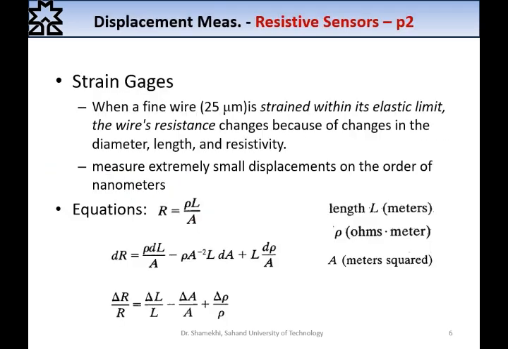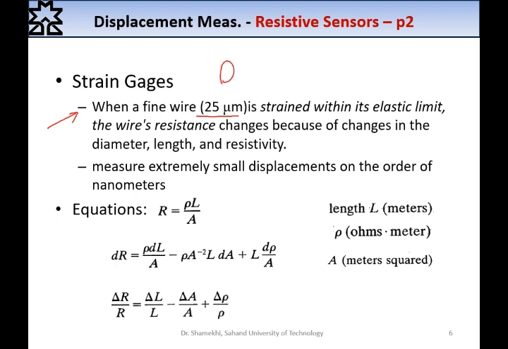The next main type of resistive sensors is the strain gauge. The strain gauge is one of the most important sensors in the field of bioelectric engineering. As you can see here, when a fine wire, a thin wire, is strained within its elastic limit, the wire's resistance changes because of change in the diameter, length, and resistivity.